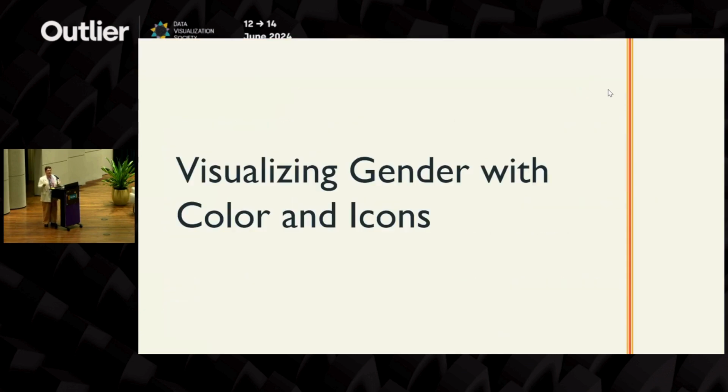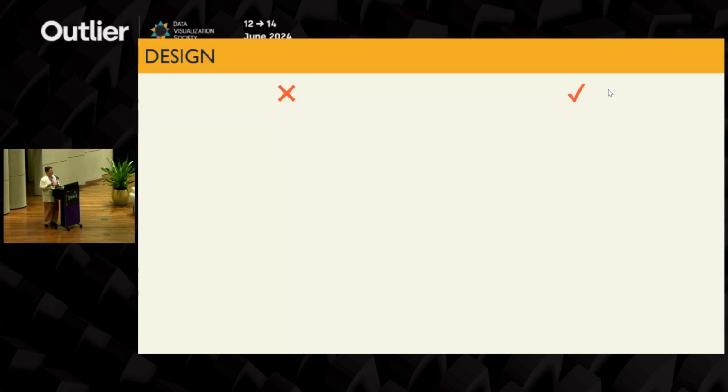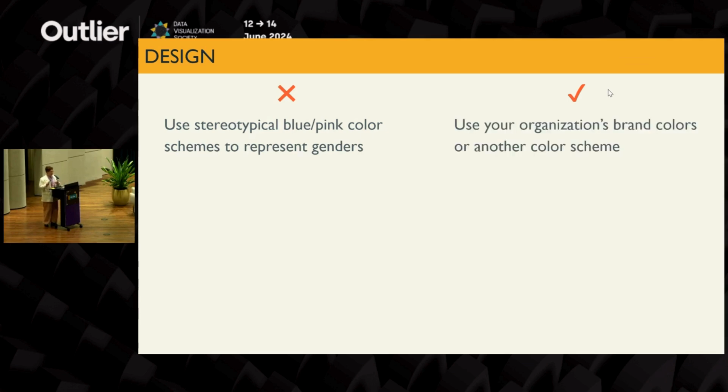The next step in any data story creation process is design. To enhance the gender inclusivity of your story, we need to step away from stereotypical color schemes that represent men as blue and women as pink. Instead, use your organization's brand colors, or just use a different color scheme in general. Also, bring accessibility into the conversation here and ensure that the colors you're using are colorblindness accessible.